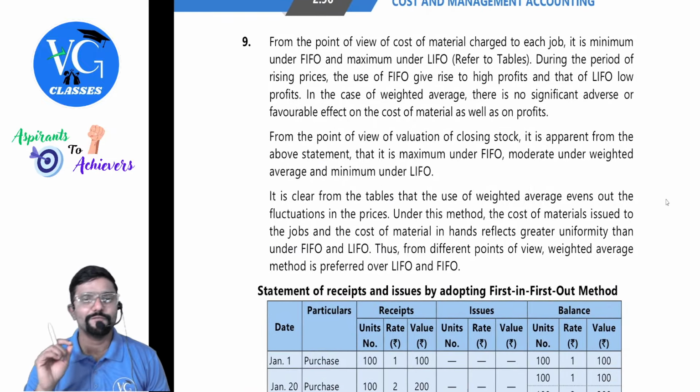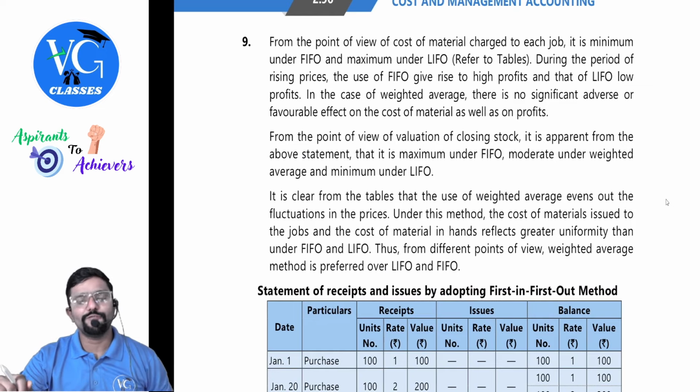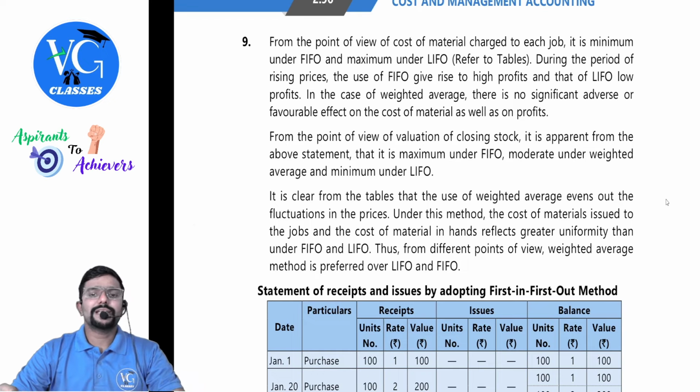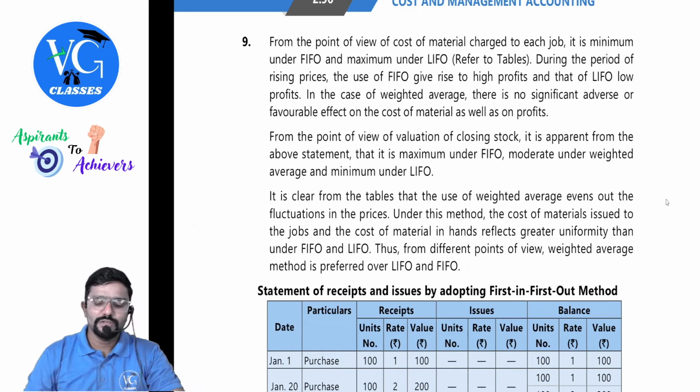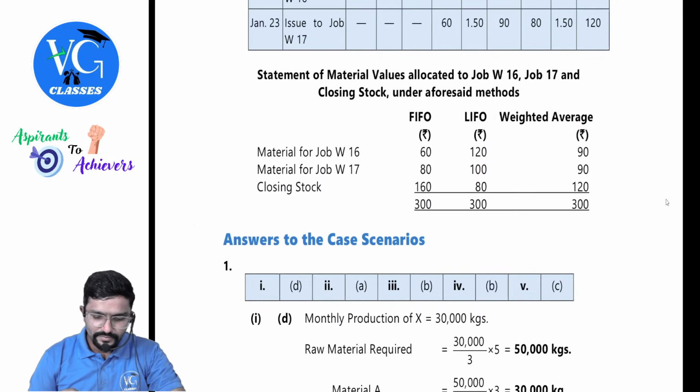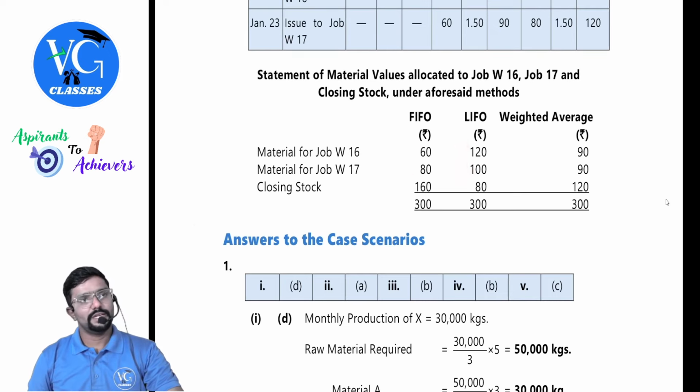From the point of view of the cost of material charged to each job, it is minimum under FIFO, that is, the cost of material consumed, and maximum under LIFO. Referring to the tables we just saw, the cost of material consumed is least under FIFO and highest under LIFO.